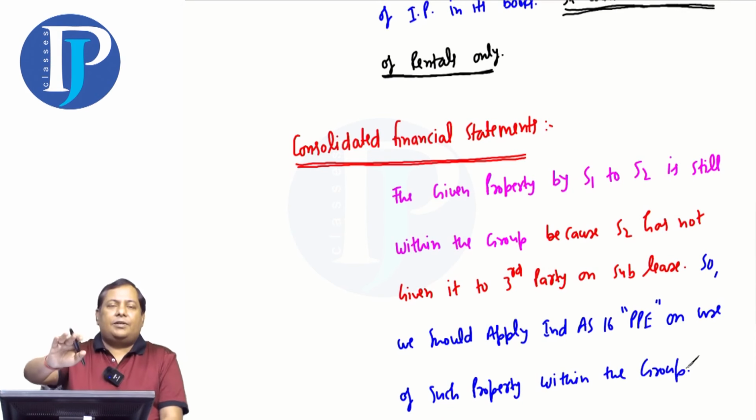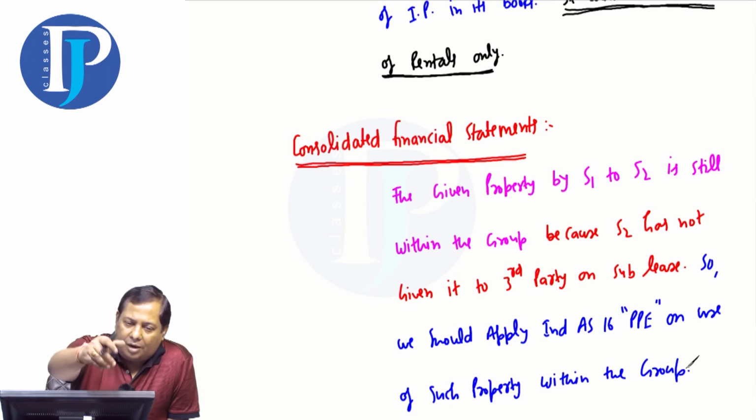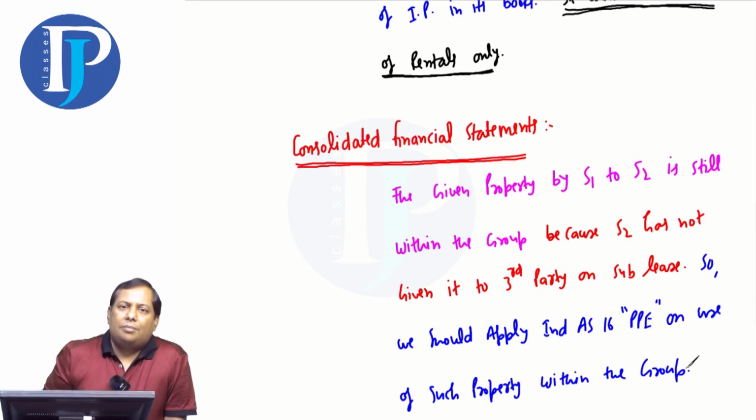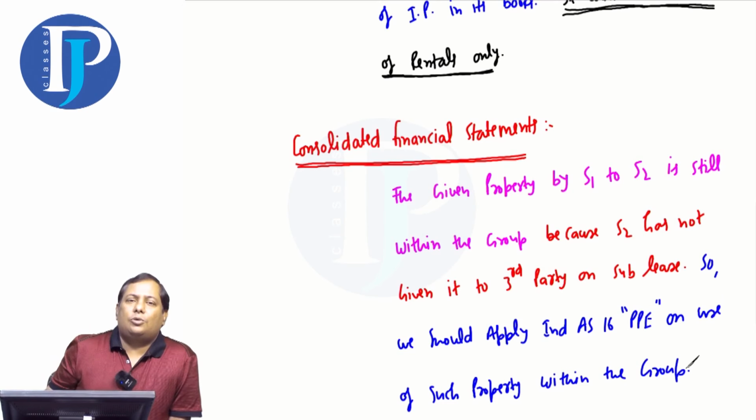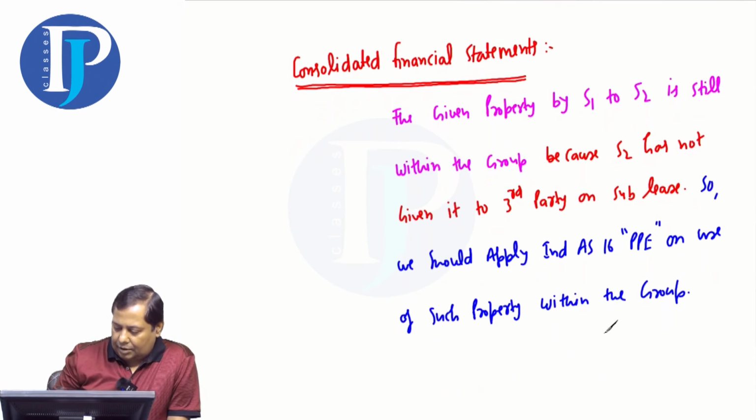You can do whatever you want in your SFS. You have gathered all in CFS. Your lease has been cancelled because the asset has been returned. It's still being used within the group. Then think from the group's perspective. In business, when we use something, we call it PPE. So our question number 16 is completed.